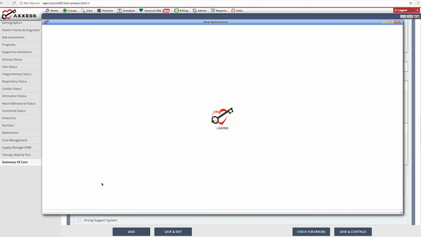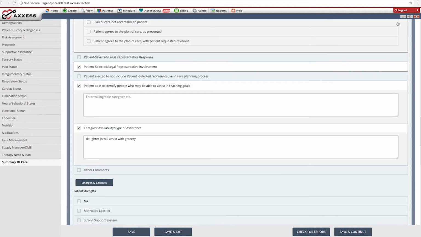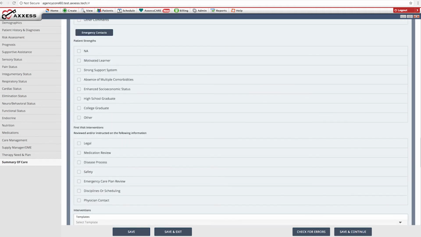Now, this emergency contacts, this information is here, and it's important because you're able to enter any new emergency contacts. You can add additional people here. Most of the time, this information isn't known until the clinician goes into the home, and then they're able to enter that information there for any additional contacts.